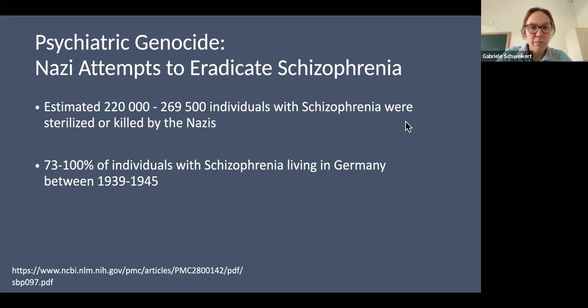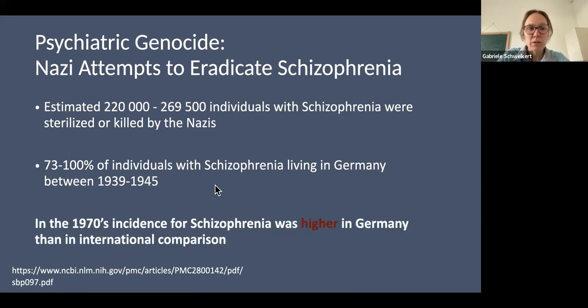So there's an interesting paper that studies schizophrenia, and schizophrenia was one of the diseases that the Nazis particularly attempted to eradicate through the psychiatric genocide. It is estimated that between 220,000 and 269,000 individuals with schizophrenia were either sterilized or killed by the Nazis. That was between 73% and 100% of individuals with schizophrenia living in Germany between 1939 and 1945. So a very substantial amount of these patients, or people diagnosed with schizophrenia, were indeed affected. It turns out that in the 1970s, the incidence of schizophrenia in Germany was actually higher than in the international comparison. So in the case of schizophrenia, eugenics did not work.